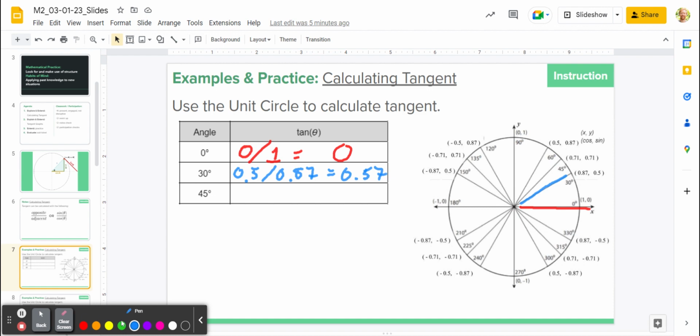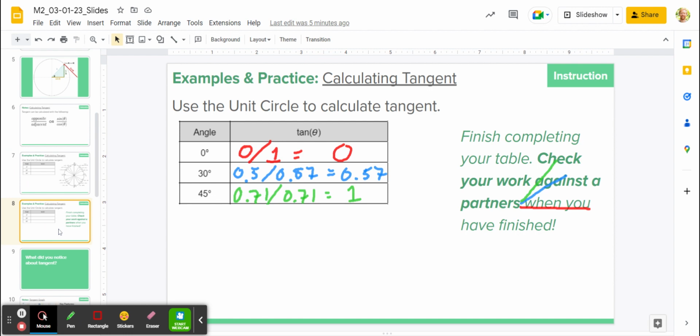And let's do one more before you finish the rest of this table. I'll do this one in green. 45 degrees. If I draw my line at 45 degrees, I'm going to do sine divided by cosine. So I get 0.71 for my sine divided by 0.71 for my cosine. And if we have one number divided by the same number, we're just going to get 1 as our answer.